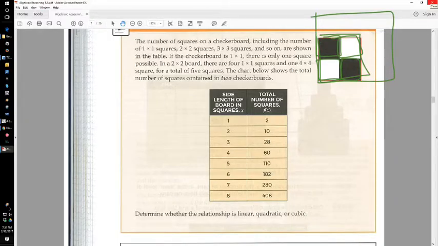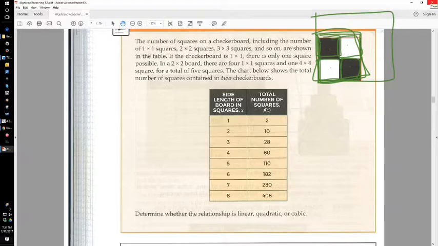If the checkerboard is a 1 by 1, there's only 1 square. If the checkerboard is 2 by 2, well, there's 1, 2, 3, 4, and then the 5th one is this big one out here. So there are, ooh, they say there are 10. There's only 1 square. Now, a 2 by 2 board has 4 1 by 1s and 1 2 by 2 for a total of 5 squares.